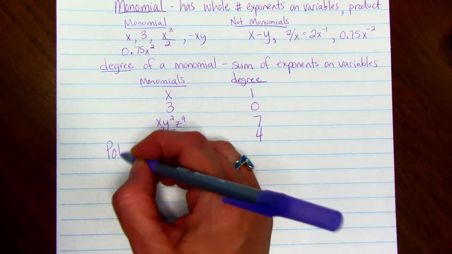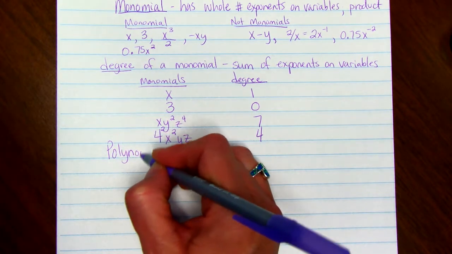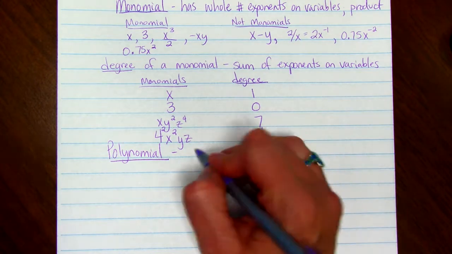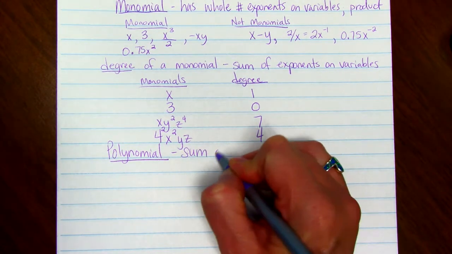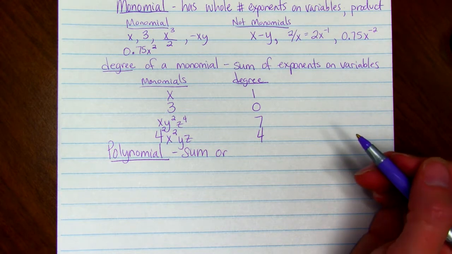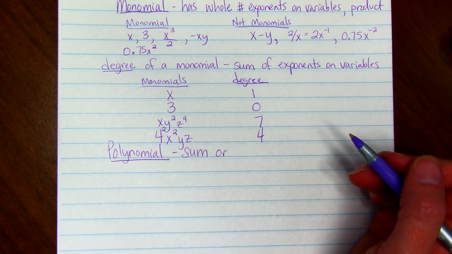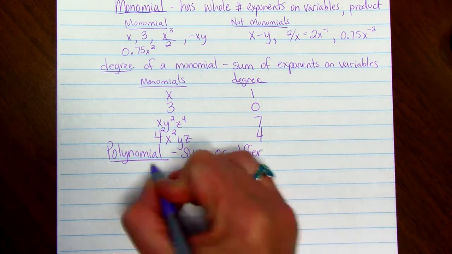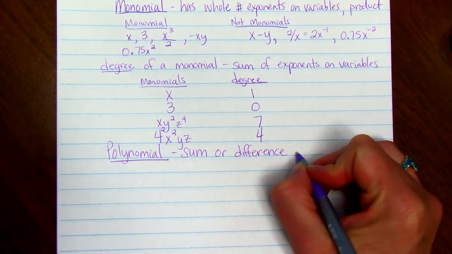Now, a polynomial is a sum or difference of monomials. It's like our expressions where we had terms that were separated by plus or minus signs. When you have that expression and there are plus or minus signs between the terms, that's called a polynomial.